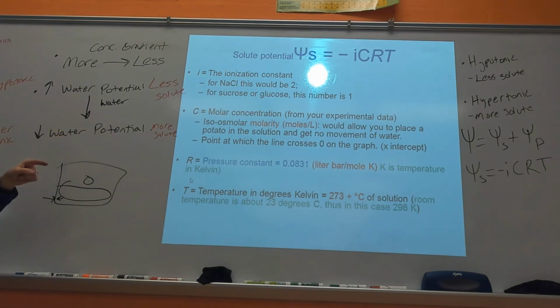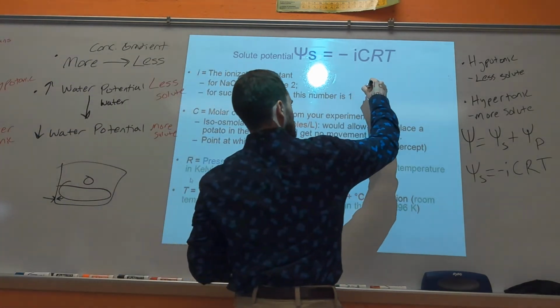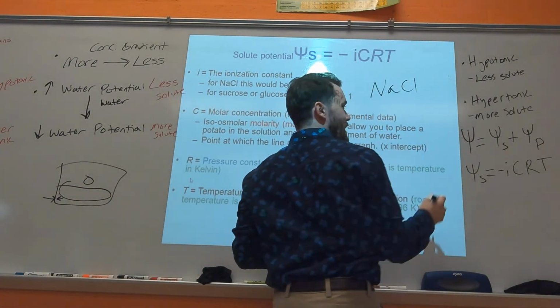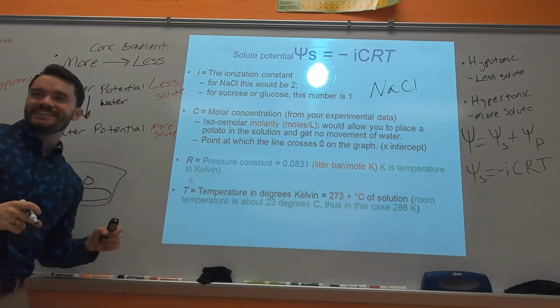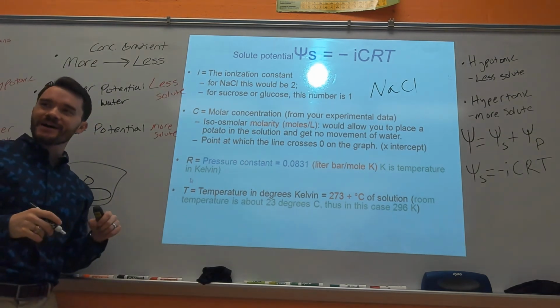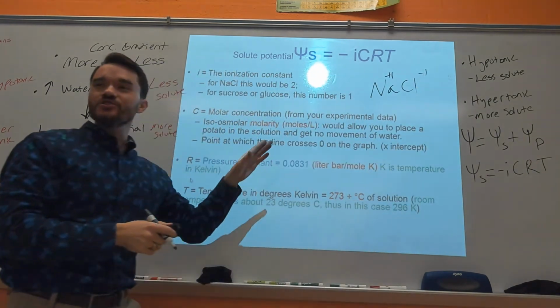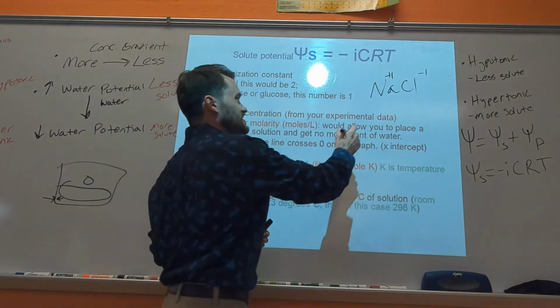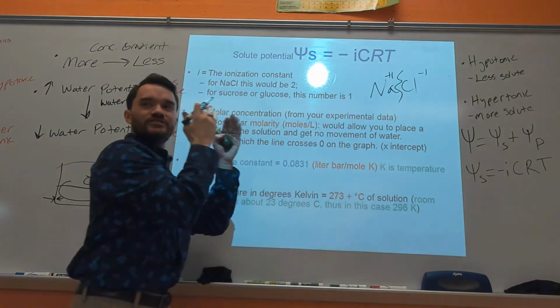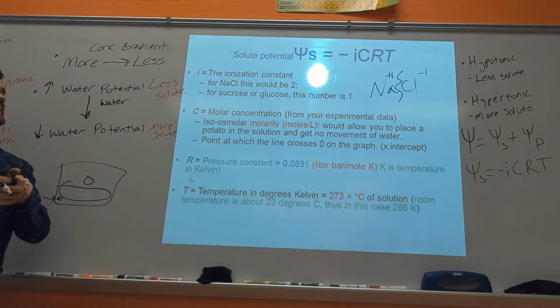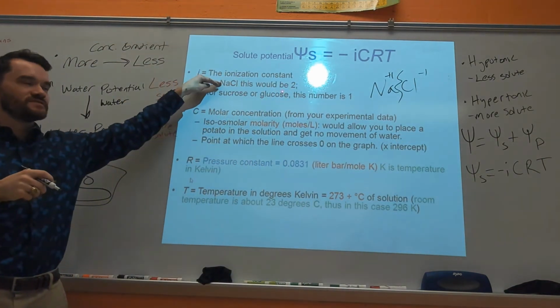So if you have salt, the ionization constant is 2. Anybody know why that would be? NaCl would have an i of 2. Any thoughts on that? So salt is NaCl. We would call that an ionic compound. Na is +1, Cl is -1. You put that in water, it splits up into 2 separate ions. That's why it has an ionization constant of 2.